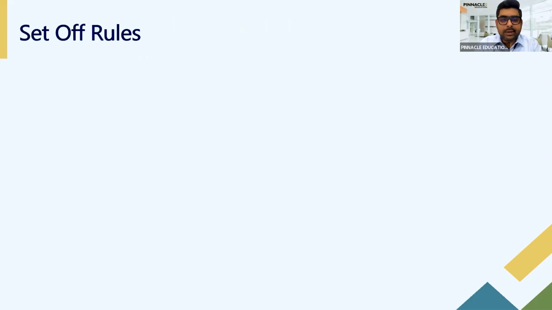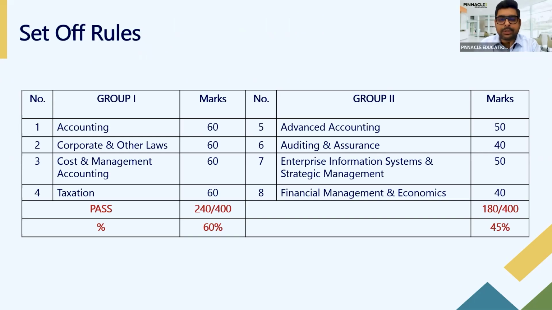Now let's take one small example to show you how this works. Well, let's say if you decide to give one group at a time, hypothetically, you only gave, let's assume, group one, okay? You didn't give group two at all. So what marks would you score? Let's say you scored 16 accounts, 16 law, 16 costing, and 16 taxes. All put together, you scored 240 out of 400, which is 60%.